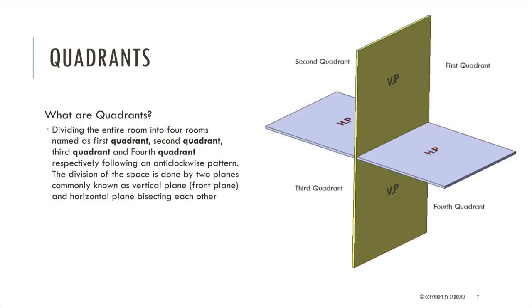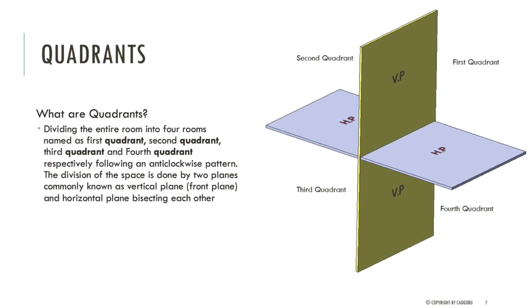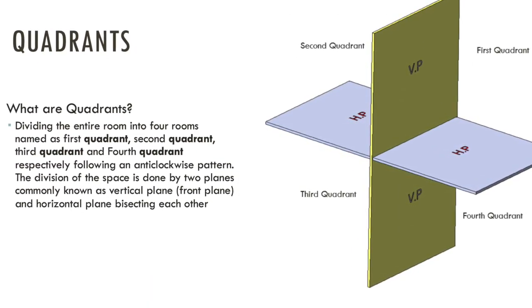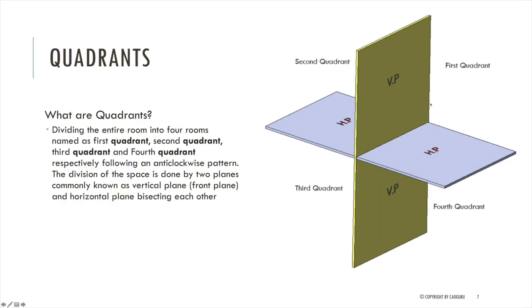What are quadrants? So imagine a room and divide that into four by adding a vertical and horizontal wall as you see in the picture. With each space you get what is called a quadrant. They are recognized as first, second, third, and fourth quadrants in a counterclockwise direction as seen in this image. Moving on to the next slide.